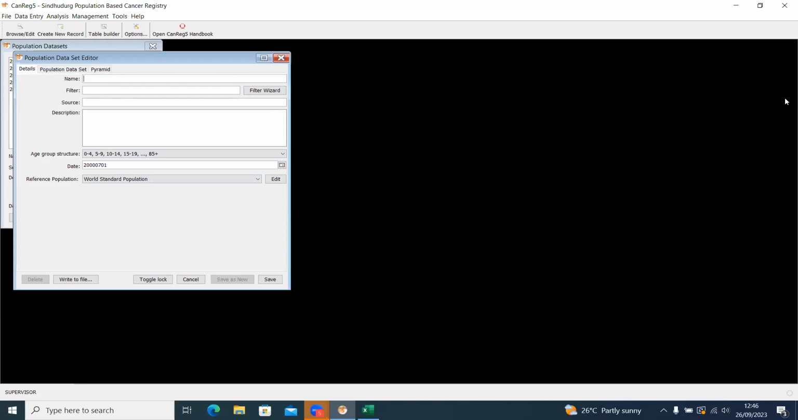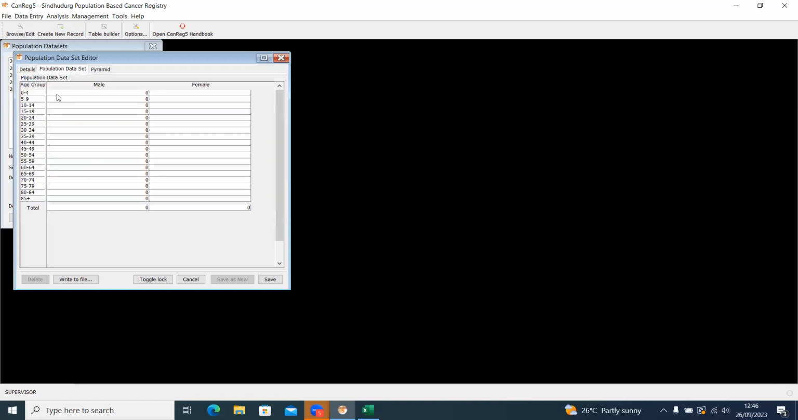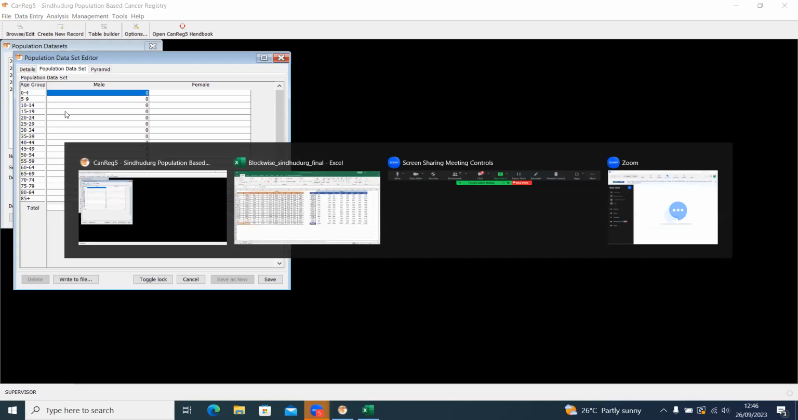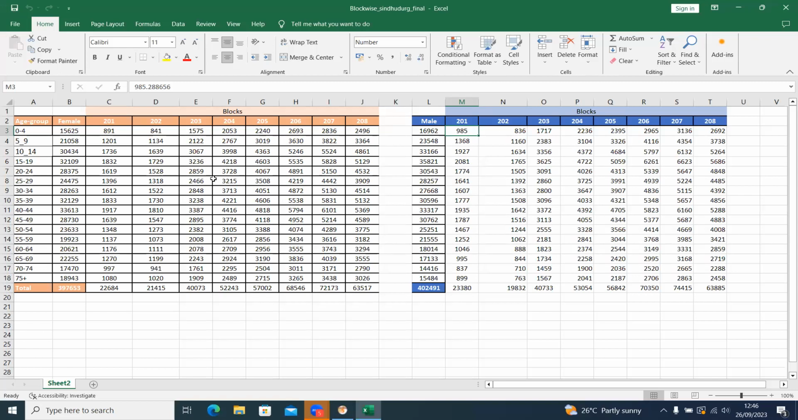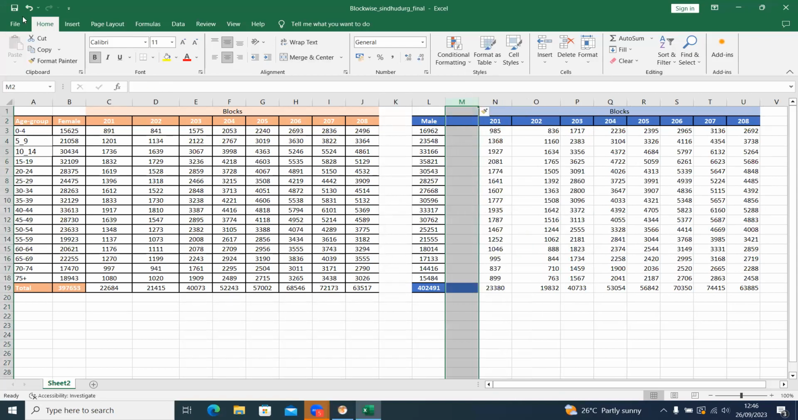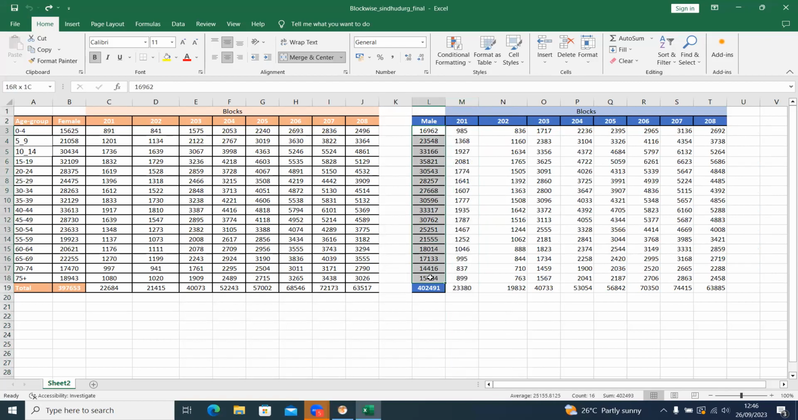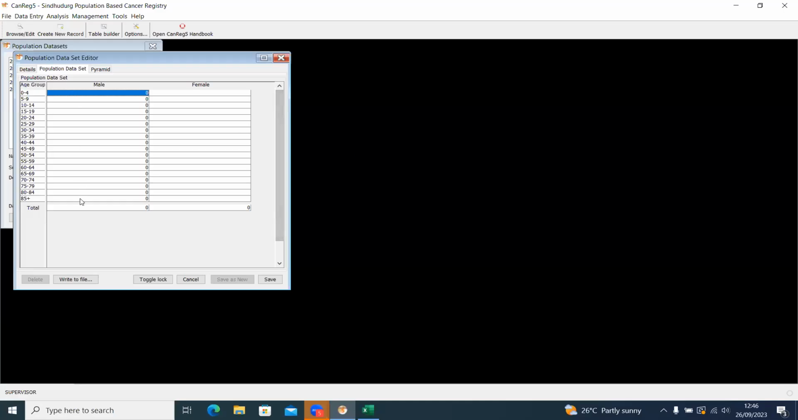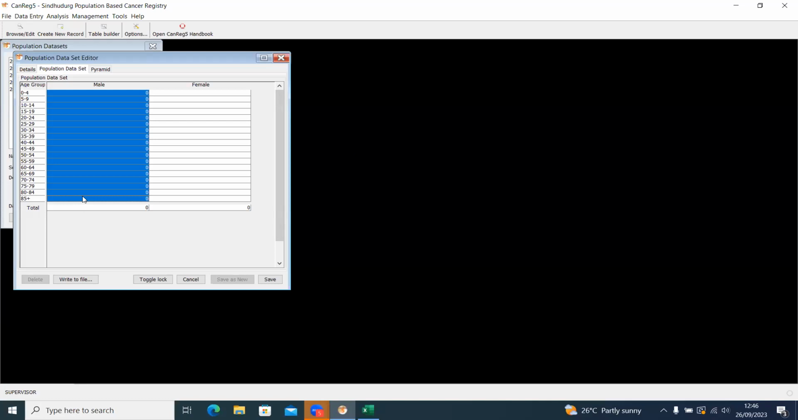I'm giving a new name. This is for the year 2017. So I'll just add the data set for population. The male population I have here. These are the age groups. This is the male population. So I'll just copy paste in my Cambridge 5.